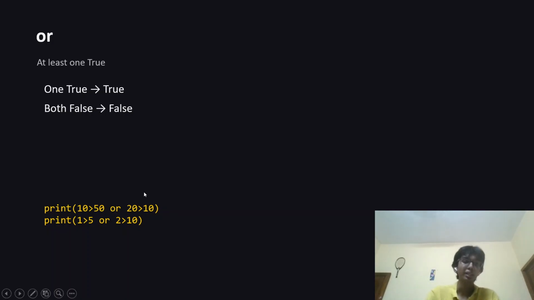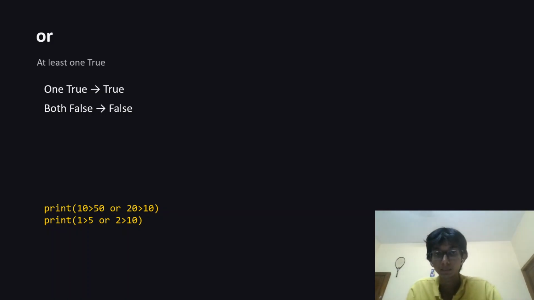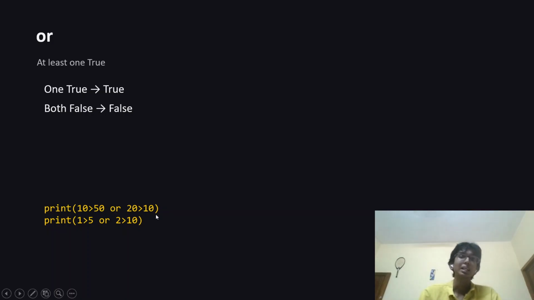OR will only give you false when both the conditions are false. In the case that even one condition is true, it will display true. For example, we can see a code here. We will predict the output. You all will do it on your computer, and we will validate our prediction. And if you're not able to do it, we'll do it together also. First one, 10 greater than 50. The answer is false. The first condition is false. The second condition is 20 greater than 10. The second condition is true. AND asks for both of the conditions to be true, but OR only asks for one condition to be true. And hence, because here one condition is true, the output will be true.